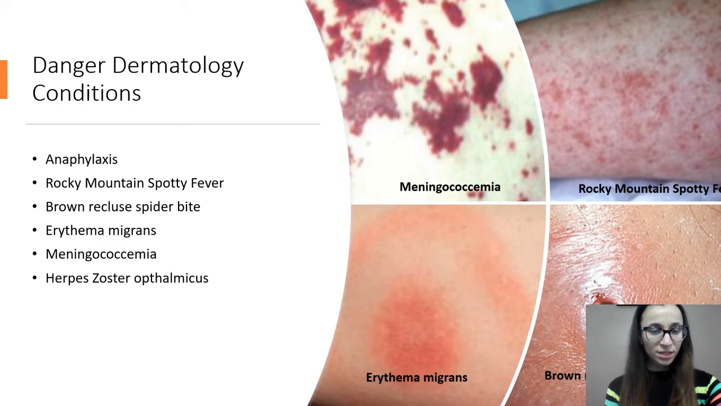The next dangerous dermatology condition that you're going to find is meningococcal disease. It's a rare infection caused by the gram-negative bacteria that causes meningitis. Symptoms, you're going to have meningitis symptoms, so severe headache, neck stiffness, sensitivity to light, all that. And they're also going to have a sudden onset of high fever. But what they're also going to have is a hemorrhagic rash.